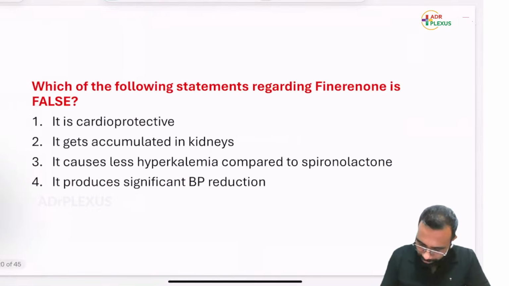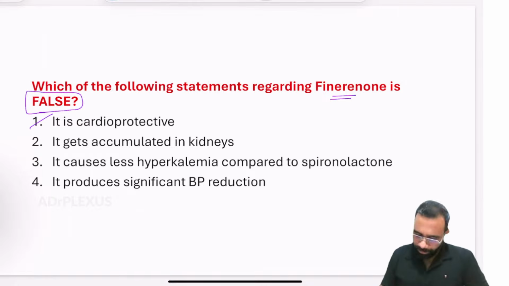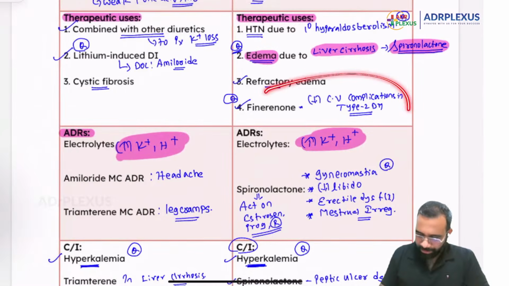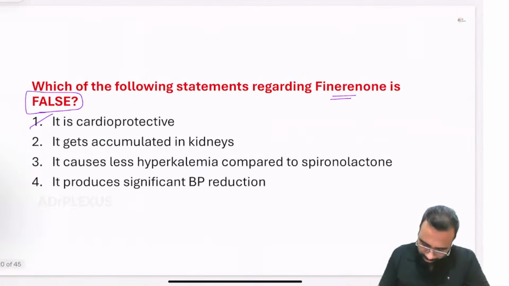Now come to the next one. Which of the following statements regarding finerenone is false? It is asking for the false statement, right? It is cardioprotective. Yes, it is cardioprotective. That's what we discussed in diuretics, if you can remember: finerenone is going to decrease cardiovascular complications. That's what I mentioned, right? And I told you that it was a question asked in NEET PG 2024 as well. So yes, it is cardioprotective.